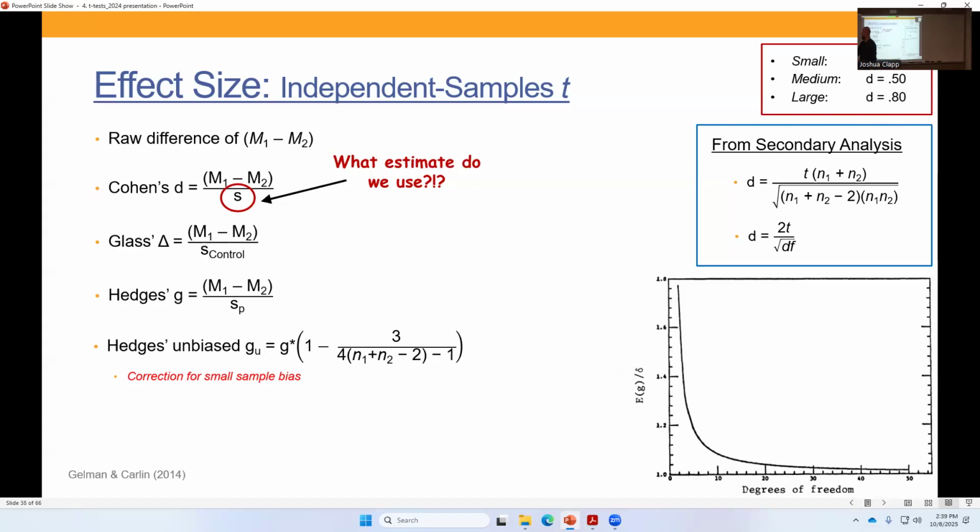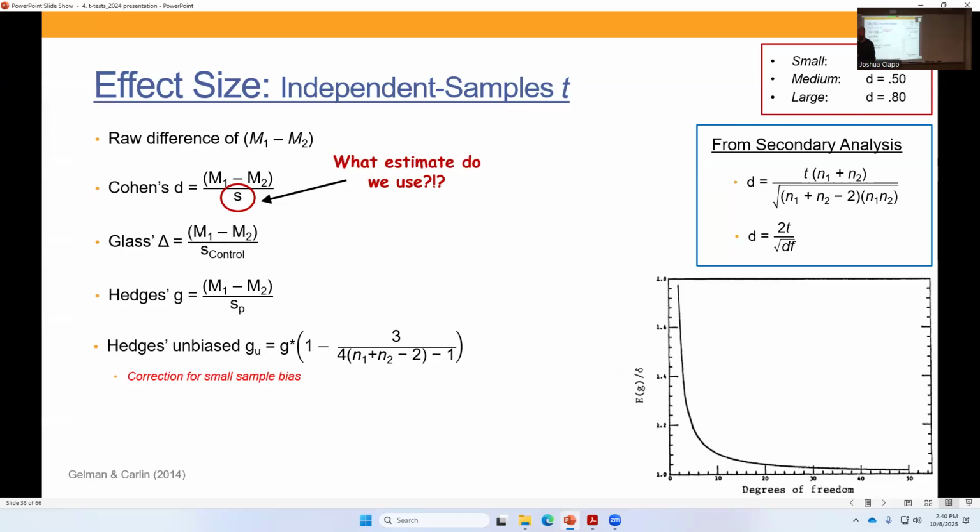And again, up here, small, d equals 0.2, medium, d equals 0.5, large, d equals 0.8. Those are benchmarks that he said don't use as rules from heaven. And people did that immediately. So just be careful with some of those interpretations.